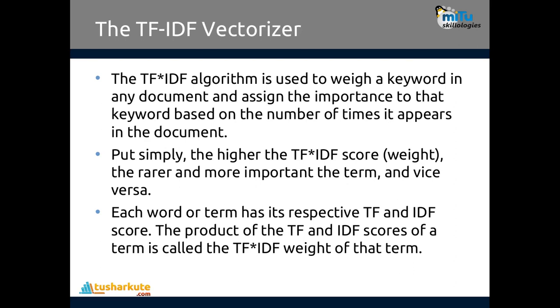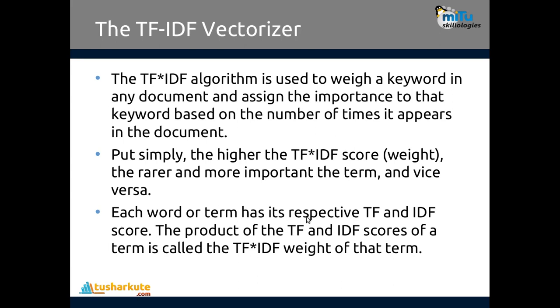Now, what is the TF IDF vectorizer? The TF into IDF algorithm is used to weigh a keyword in any document and assign importance to that keyword based on the number of times it appears in the document. Put simply, the higher the TF IDF score, the rarer and more important the item, and vice versa. So the TF IDF score decides the importance of this particular item in the data.